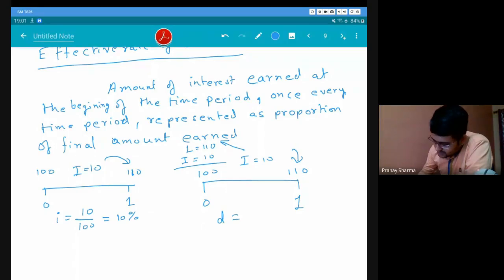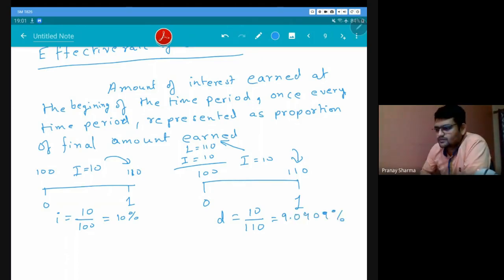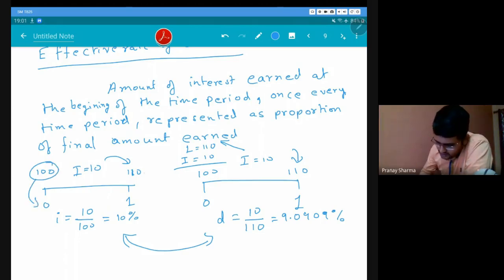And our D would be 10 rupees charged upon the final amount. The final amount was 110 rupees. So this becomes nothing but 9.0909%. These two are equivalent rates because the cash flow is exactly the same: 100 rupees at time 0, 110 rupees at time 1. This is exactly the same.